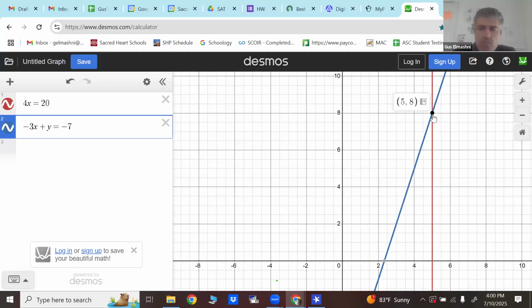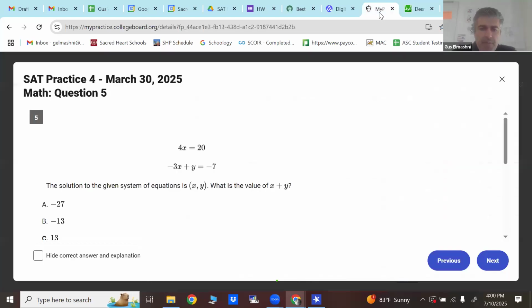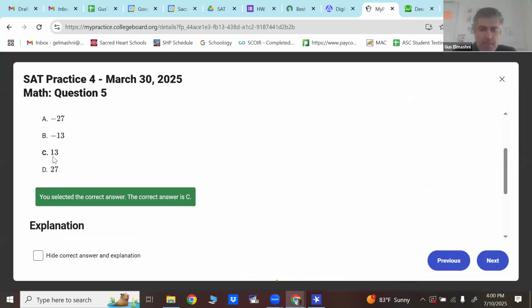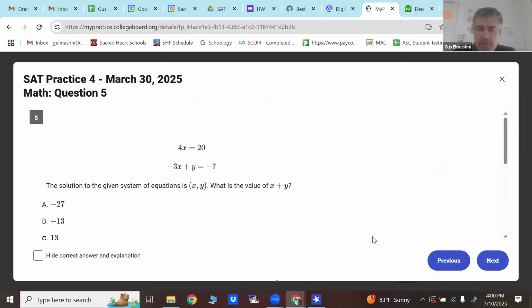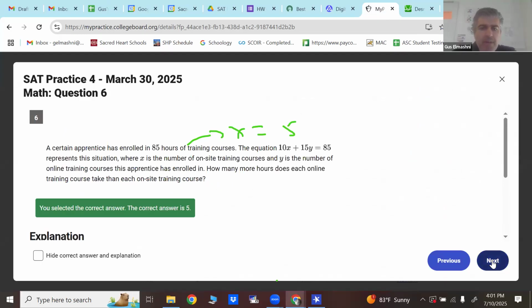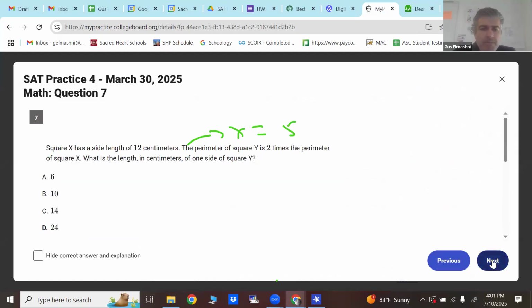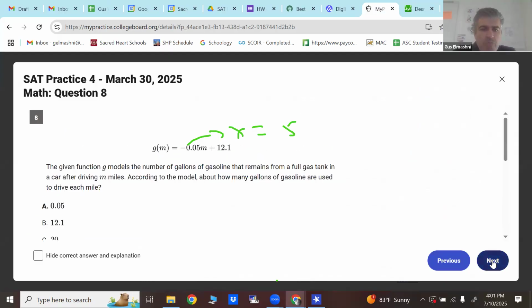So you get 5, 8. And they want the x plus y. Of course, that's 5 plus 8 is 13. So there you go. Probably you could do it algebraically, like x equals 5. You could substitute, not that bad, but you could do that.